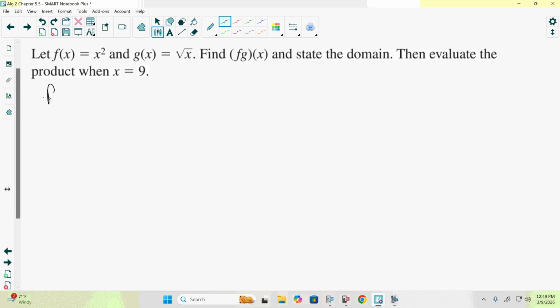Okay. So one thing I want to look at is, you don't have to write this down, but if we're dividing, we have not gone over rewriting radicals yet. So f of x over g of x, which in this case would be x squared over the square root of x.